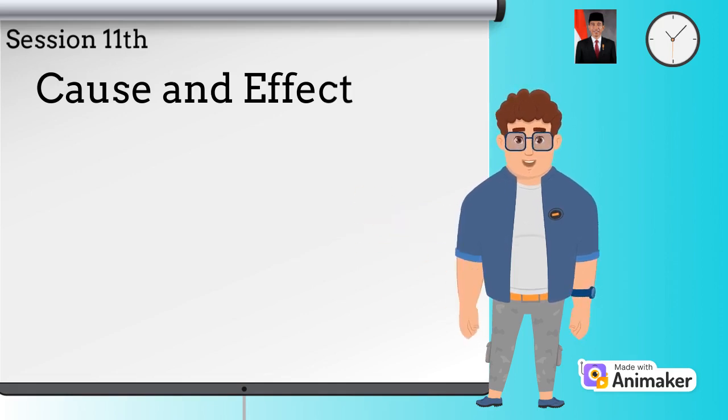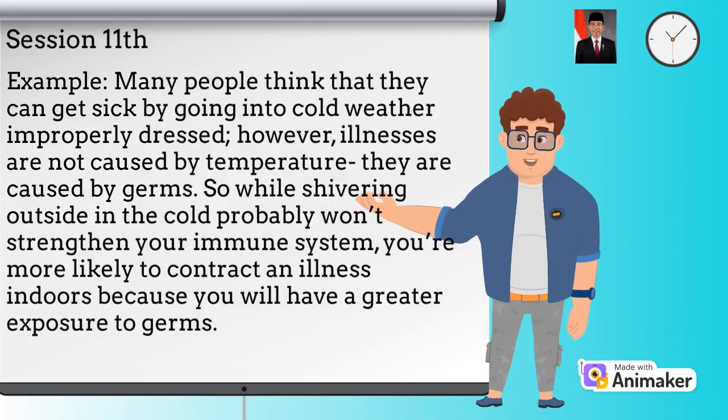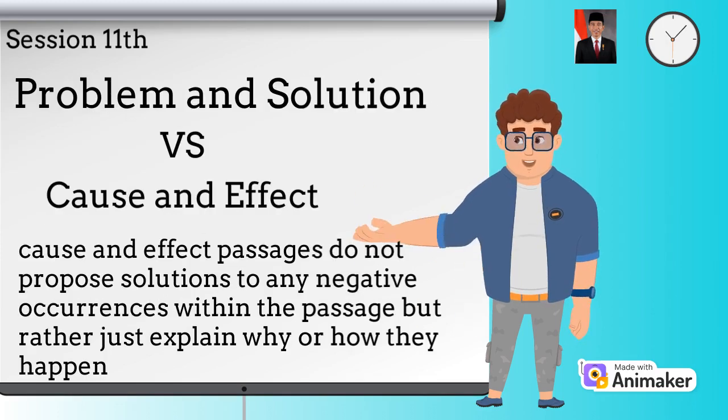Because the cause and effect text structure is so ubiquitous, it's likely that you've already used it without realizing it in a paragraph. Example: many people think that they can get sick by going into cold weather improperly dressed. However, illnesses are not caused by temperature, they are caused by germs. So while shivering outside in the cold probably won't strengthen your immune system, you're more likely to contract an illness indoors because you will have a greater exposure to germs.